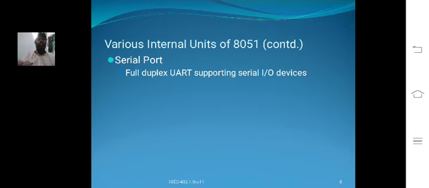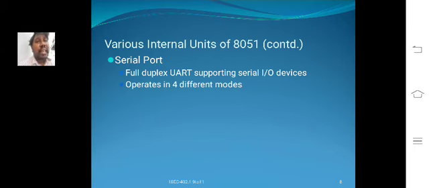The serial port is a full duplex universal asynchronous receiver and transmitter supporting the serial input output devices, and it operates in 4 different modes.